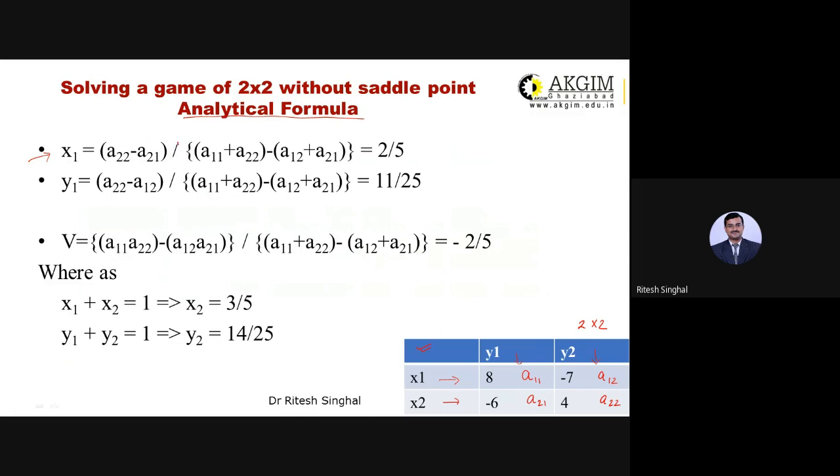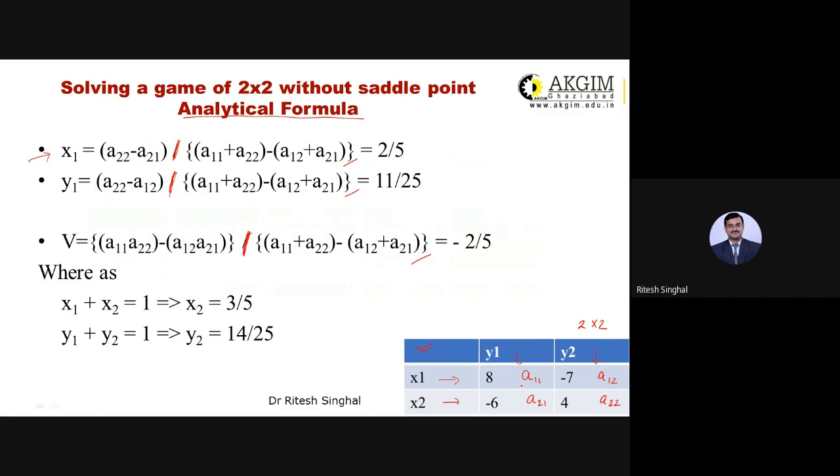And one important thing you can observe here is that the denominator is the same, whether it is x1, y1, or v. So there is no need to calculate the denominator again and again. You calculate it once and use it again and again in different formulas.